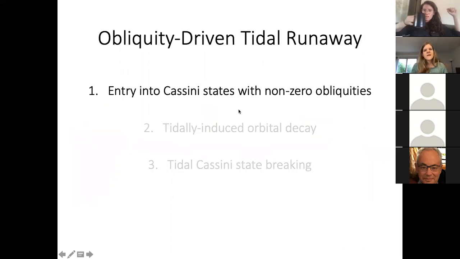So here I'm going to describe this process by which a USP can be produced from the innermost edge of a close-in system. And I've named this process obliquity-driven tidal runaway. And so it can be described in 3 component steps that I will go through in detail. And the first is entry or capture of the planet into a Cassini state with a non-zero obliquity.